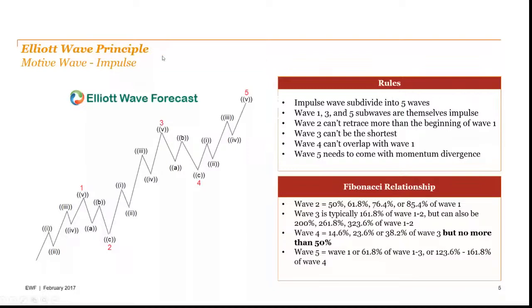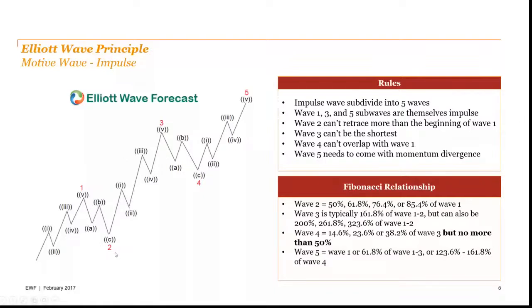the beginning of wave 1. That makes sense, right? If this wave 2 breaks below this low, then it's no longer 1, 2. Does everybody understand? It doesn't make sense that this wave 2 breaks more than the beginning of wave 1 and then you call it 1 and 2. So wave 2 cannot retrace more than, it cannot break below the beginning of wave 1.